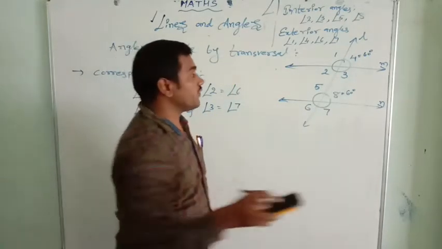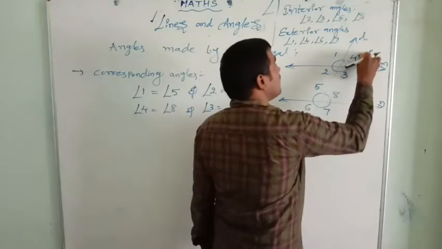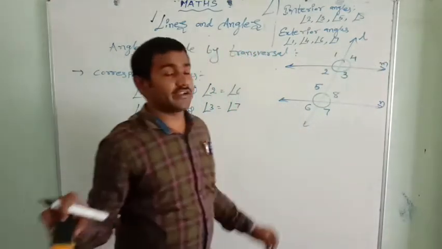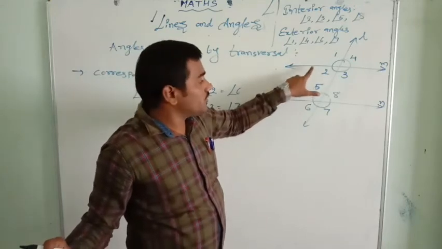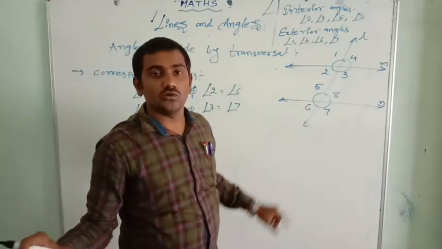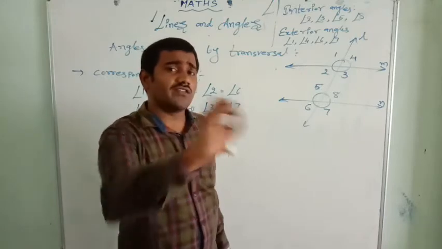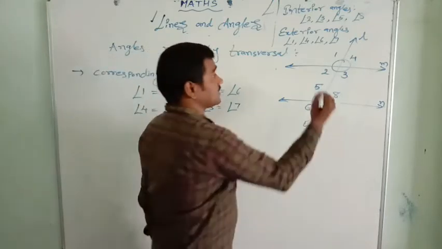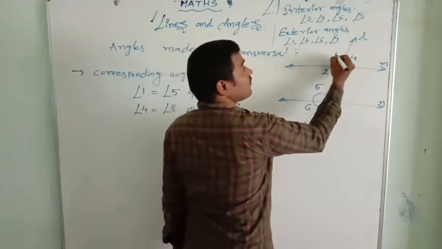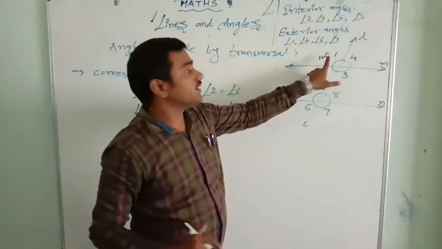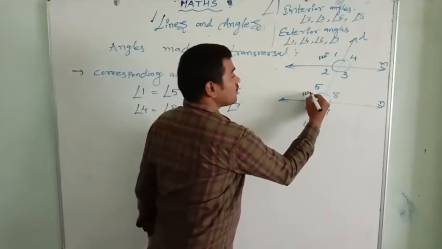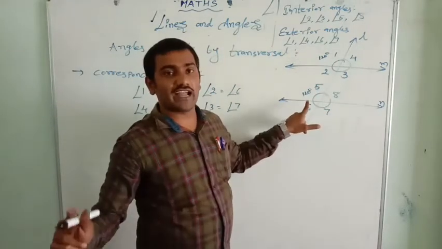See now, if you know one of the angles, we can find its corresponding angle. If you know angle 1, you also know angle 5. If you know angle 2, you also know angle 6. That means if you know one of the angles, we can find all the rest of the angles. Suppose angle 1 equals 120 degrees. Then angle 5 is also 120, according to corresponding angles being equal.